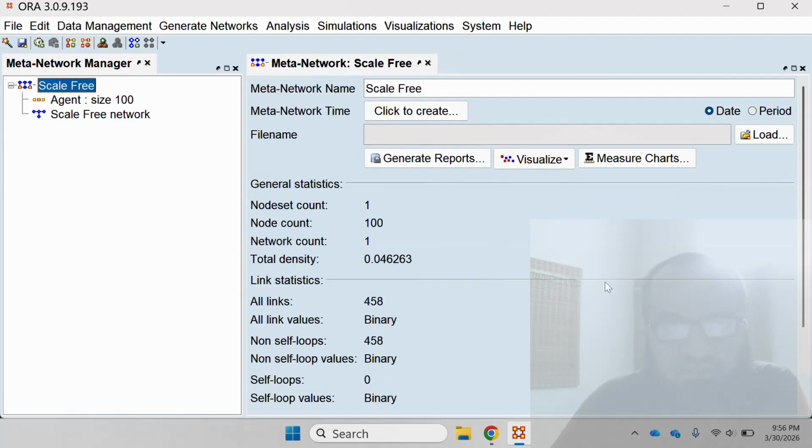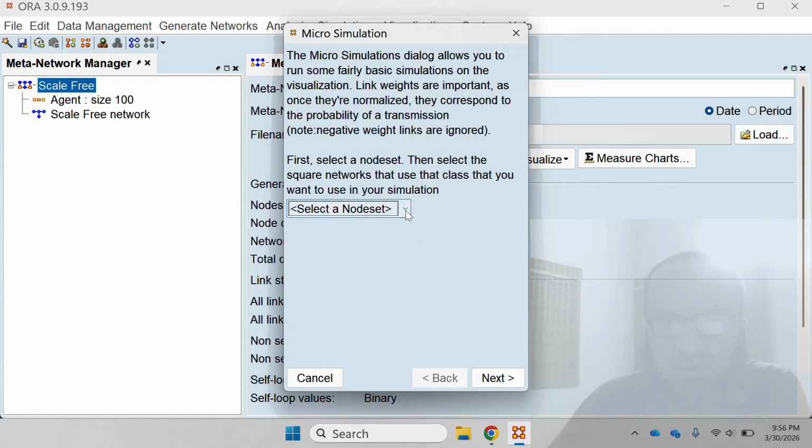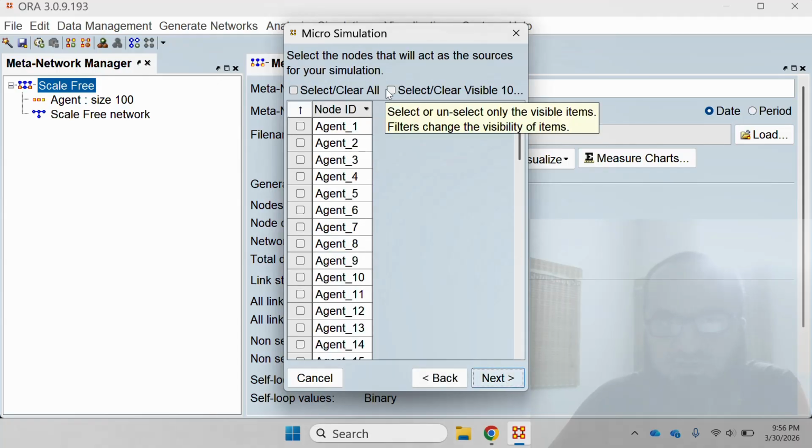So let's first see how we run the simulation. One way to execute a simulation, meaning we'll see the diffusion over time in a network, is to go here and do the micro simulation. Select a node set. We selected agent, and this is the network we are going to run with. Then select the nodes that will act as the source for your simulation, meaning which nodes will start the diffusion. For example, we can start the diffusion with node number 6 and node number 14.